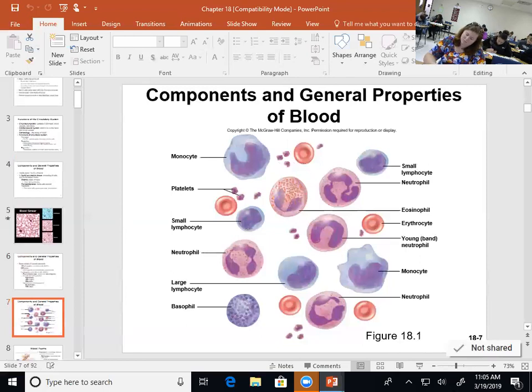Have you heard of heparin? Where have you heard of heparin? With IV. But have you heard what heparin does? We can give it as medication. It absolutely slows down blood clotting, doesn't it? So it's an anticoagulant. Coagulation means clotting. So an anticoagulant prevents clotting. So these basophils prevent unwanted blood clotting. That would be an important thing, wouldn't it?